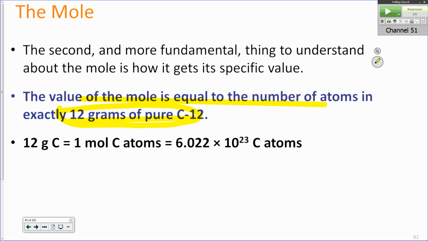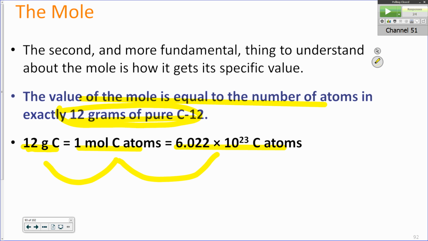Any element in the periodic table, 1 mole of it represents that weight in grams. So carbon, 12 grams of it exactly is 1 mole, which is Avogadro's number of atoms. And anytime I know these relationships, these can become conversion factors.